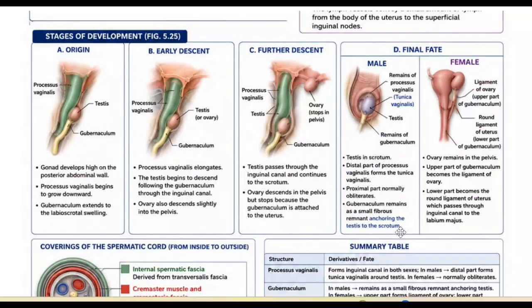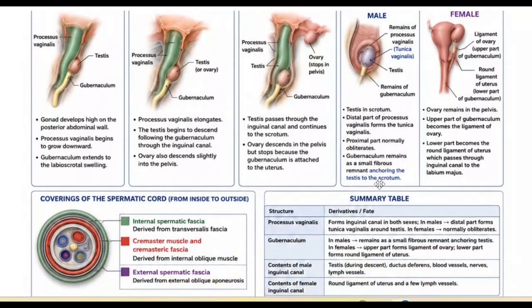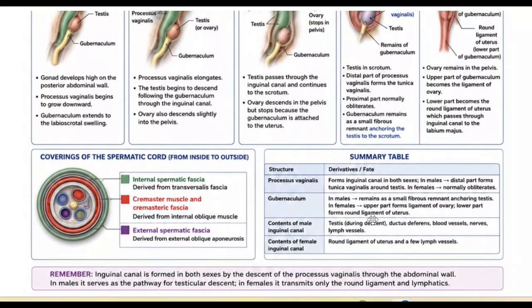So if we summarize our topic now, let's discuss some high yield viva points related to it. First is the processus vaginalis, which is a finger-like diverticulum of the peritoneum. The gubernaculum is a mesenchymal cord that guides the gonadal descent and acts like a GPS. Then the third point is about the testes. The testes descend during the 7th and 8th fetal months. Remember, the 7th and 8th fetal months are important for the descent of the testes.